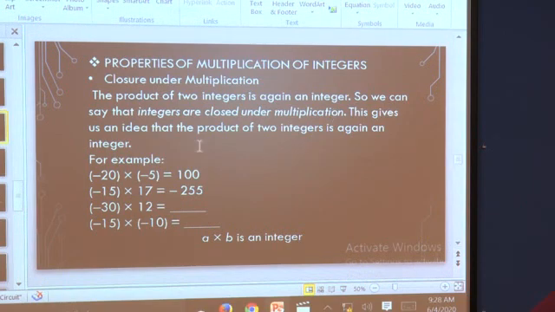This gives us an idea that the product of two integers is again an integer. For example, minus 20 means we are multiplying a negative integer by another negative integer. What will be the product? Yes, 20 times 5 is 100, but it is an even number of times, only 2 times we are multiplying negative integers. So, it is always plus.